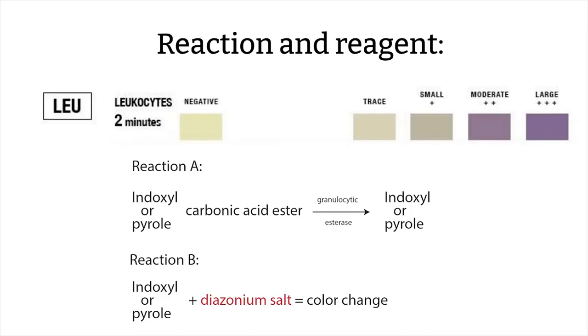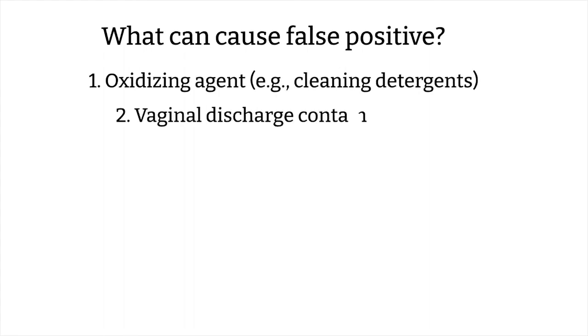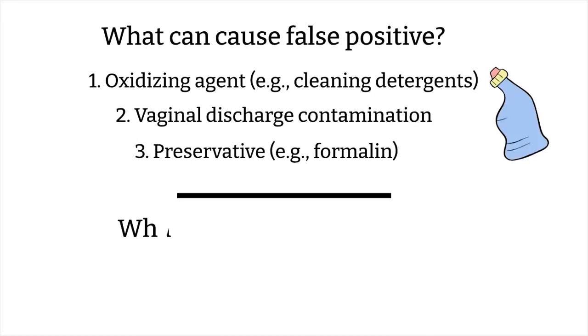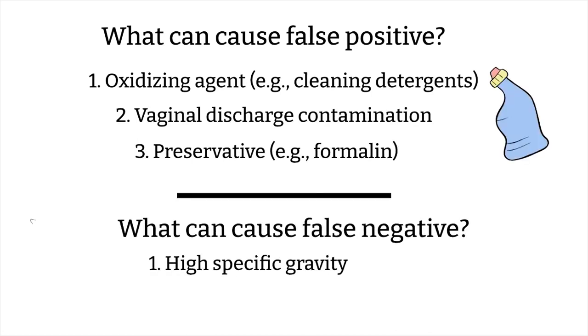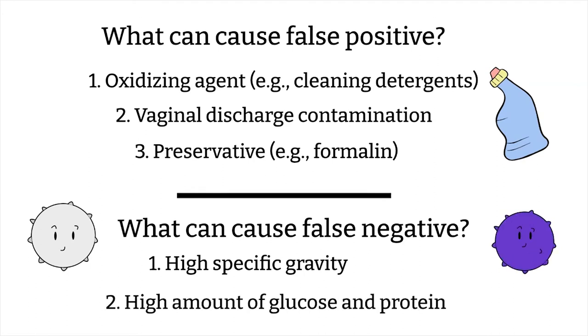There are a few things that can cause false positive test results: a strong oxidizing reagent, vaginal discharge, and preservatives like formalin. False negatives can be caused by high specific gravity, and by glucose and protein. The reason these can cause false negative results is that in the presence of glucose and protein, the specific gravity of the urine increases, and when those conditions are met, the white blood cells will crenate and cannot release the esterase. Since the test measures the esterase released by white blood cells, if the white blood cells cannot release the esterase, the chemical on the pad won't be able to detect the presence of white blood cells.